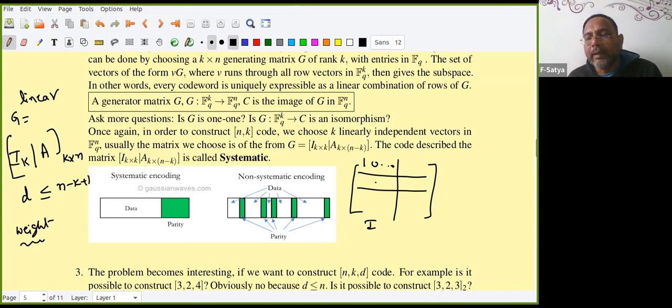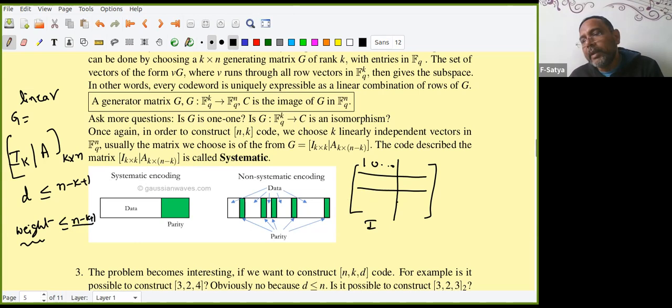Very nice. So what is happening? The maximum weight of this word is less than or equal to n minus k plus 1. Weight of every word is less than or equal to n minus k plus 1. Now, these are also code words. So what is the distance of the code? The minimum weight out of all non-zero code words. But these themselves are code words, so here itself I have at most this.